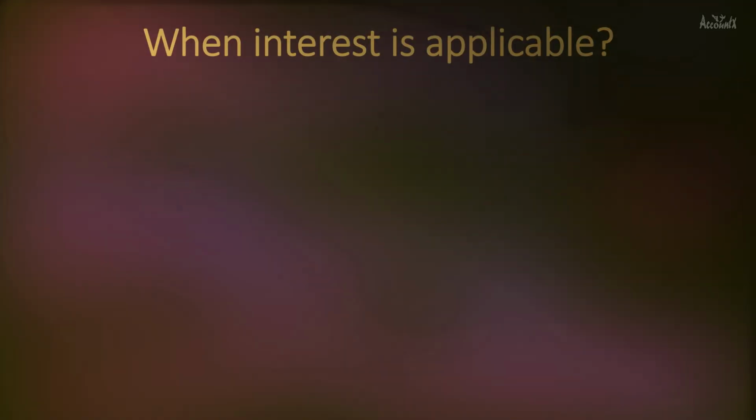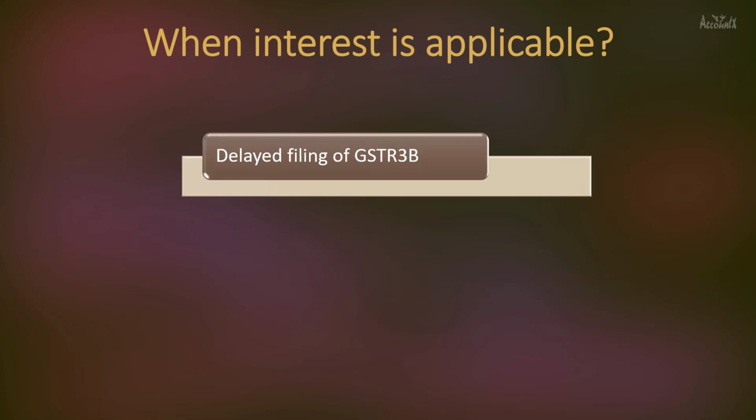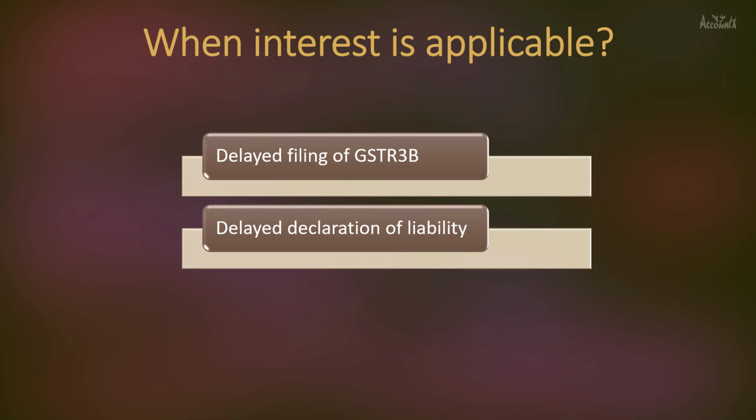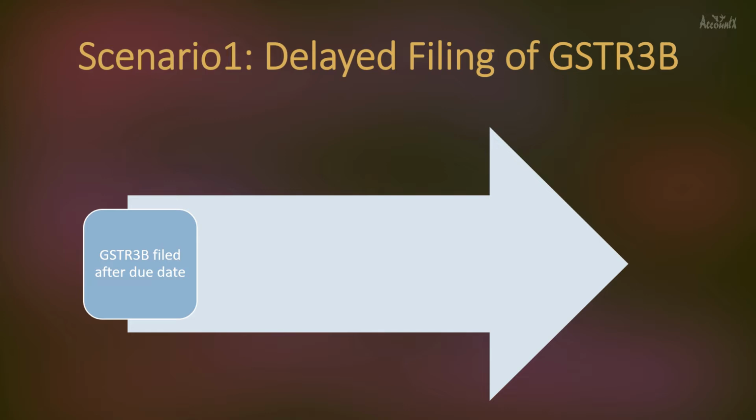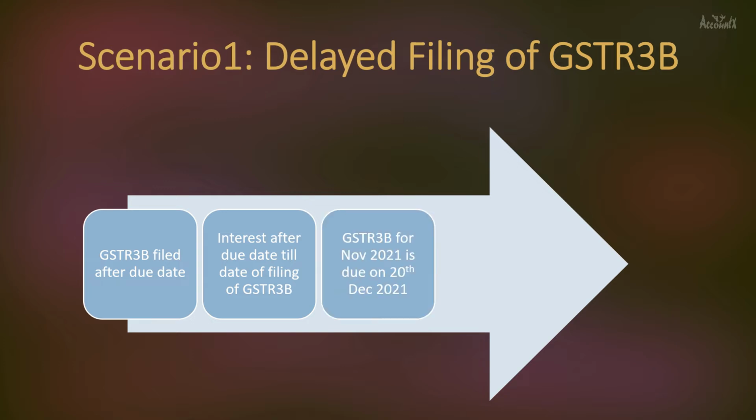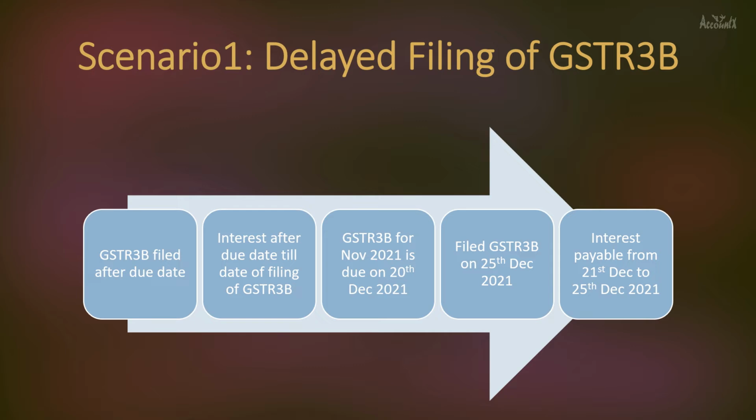Let us now understand when interest would be applicable. First, when there is a delay in filing of GSTR3B, then when there is a delay in declaration of liability. Let's go through these scenarios in detail. First, delayed filing of GSTR3B. That means GSTR3B is filed after due date. If so, interest would be applicable after due date till the date of filing of GSTR3B. If you are filing GSTR3B for November 2021, then due date would be 20th December 2021. Let's say you filed this GSTR3B on 25th December 2021. If so, interest would be payable from 21st December to 25th December 2021.